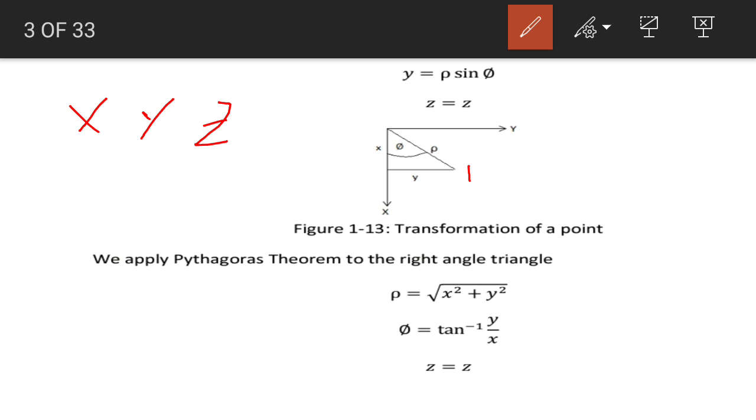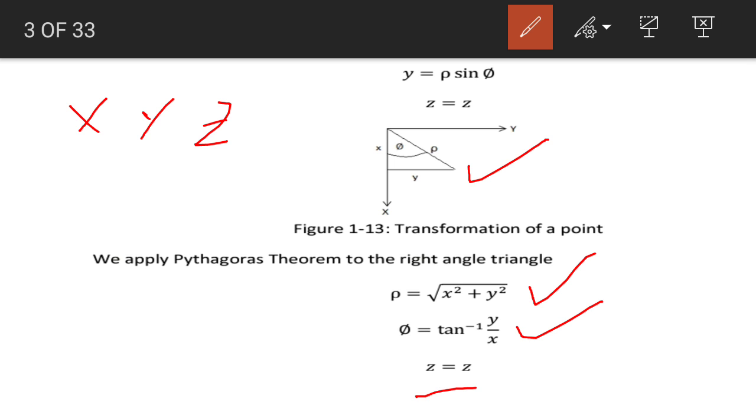We consider this right angle triangle. This is a right angle triangle. Rho is the hypotenuse of this right angle triangle, and we apply Pythagoras theorem to this right angle triangle. So according to the Pythagoras theorem, the hypotenuse of this right angle triangle, which is rho, will be equal to under root x square plus y square. And if you look at this right angle triangle, phi will be equal to tangent inverse y by x.